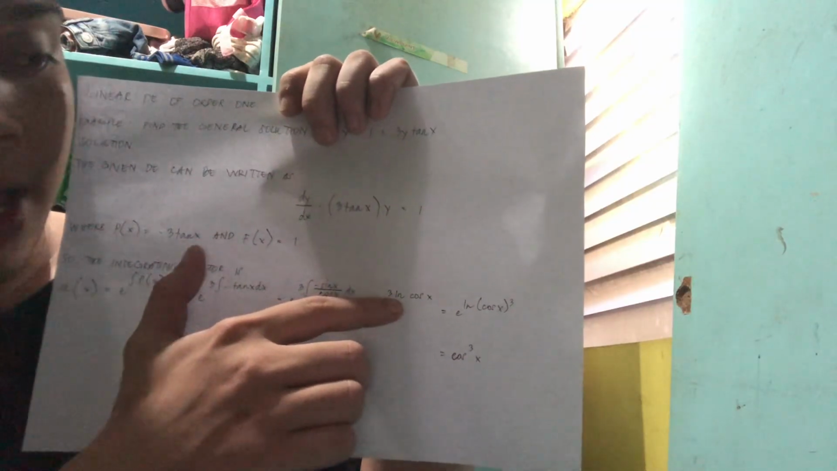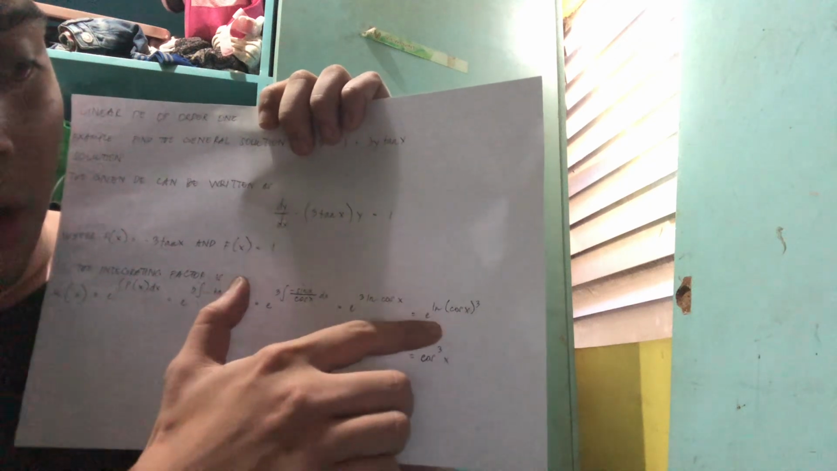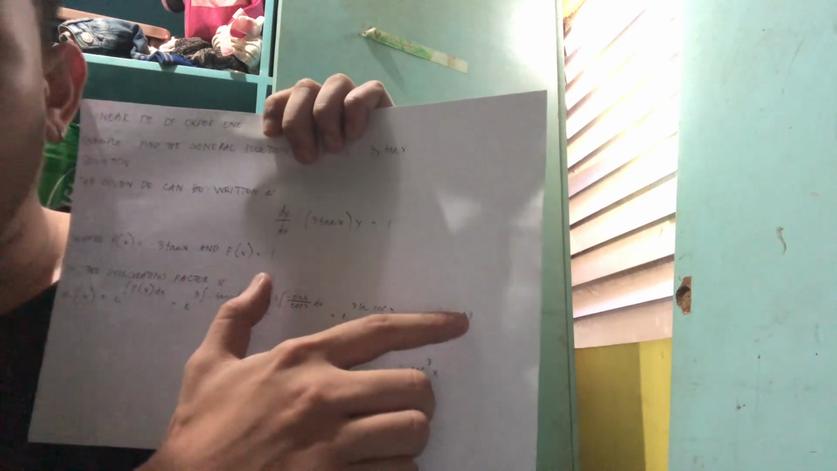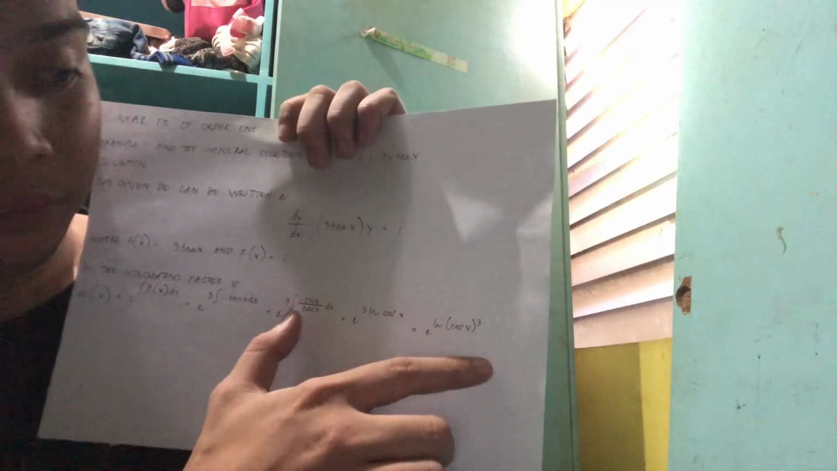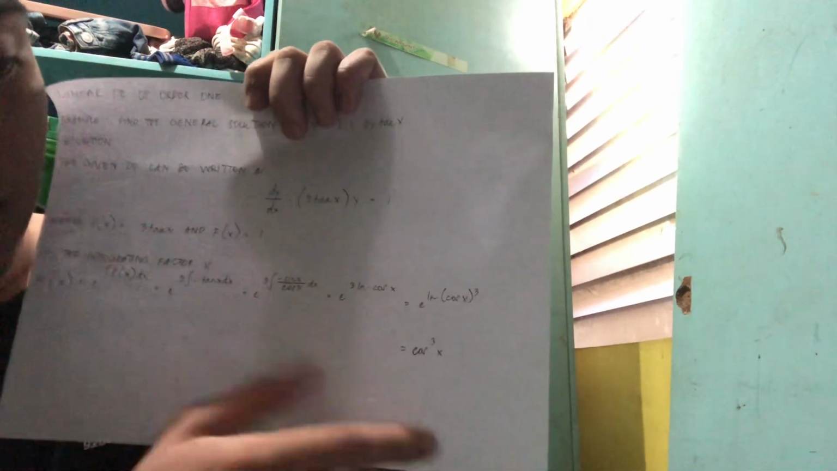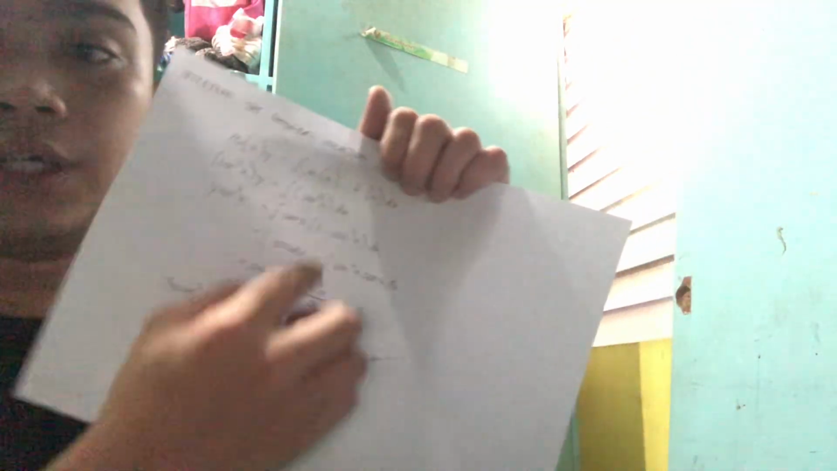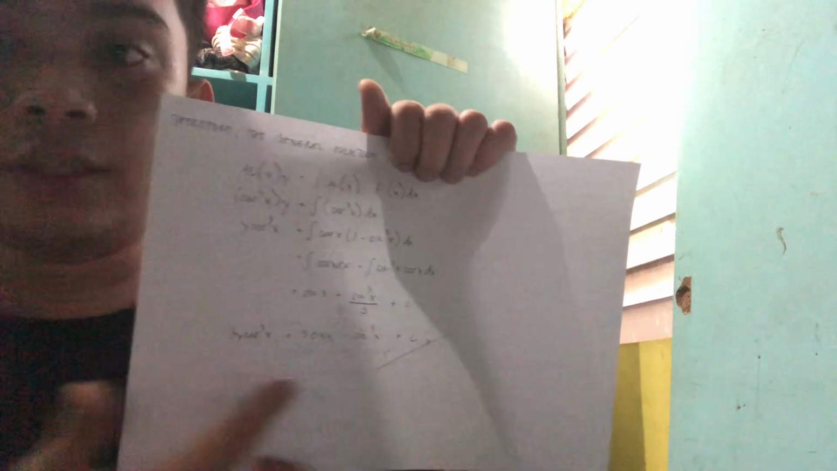So 3 ln cos x, so e to the ln of cos x, to the power of 3. So you have to read it as e to the ln cos x to the power of 3, so you get cos cubed x. Therefore, guys, in order to get the general solution, you have to substitute the integrating factor into this method so that you'll get the final answer.